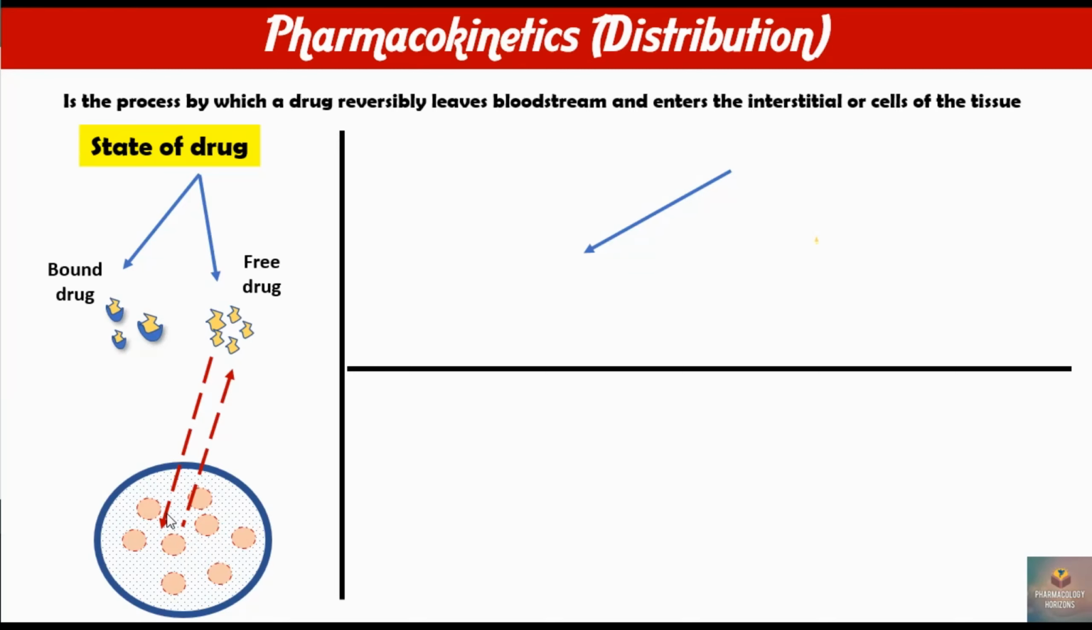However, the bound drug is not able to enter the tissue and remains in the blood inactive. It will replace any excreted amount of the free drug. So bound drug is like a store. When some of this free drug is excreted through the kidney, it will be replaced from another amount from the bound form.